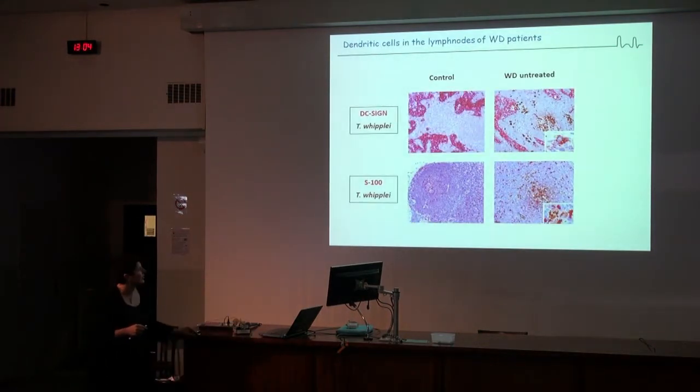When we look at the lymph nodes of untreated Whipple's disease patients and controls concerning the distribution of bacteria and dendritic cells, we see, like in the intestinal mucosa, that the distribution of immature dendritic cells and S100-positive mature dendritic cells is not different between patients and controls. Of course, we see Whipple's disease bacteria only in patients. And they seem to be within the immature dendritic cells. They are associated with the mature dendritic cells, but within the cells they are only found in the immature dendritic cells.